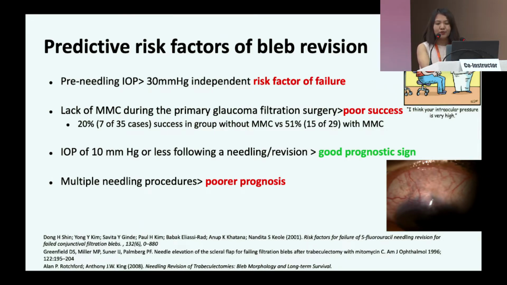Also, the intraocular pressure in the immediate post-op following needling or revision is considered to be a good prognostic factor. It correlates with the fact that the surgeon is able to dissect out the fibrotic tissue to such an extent that the intraocular pressure has come down. So this is considered to be a good prognostic sign. Other than that, multiple needling procedures and patients who are on chronic medications are more prone to fail, which is again a poor prognostic factor for revision as well.